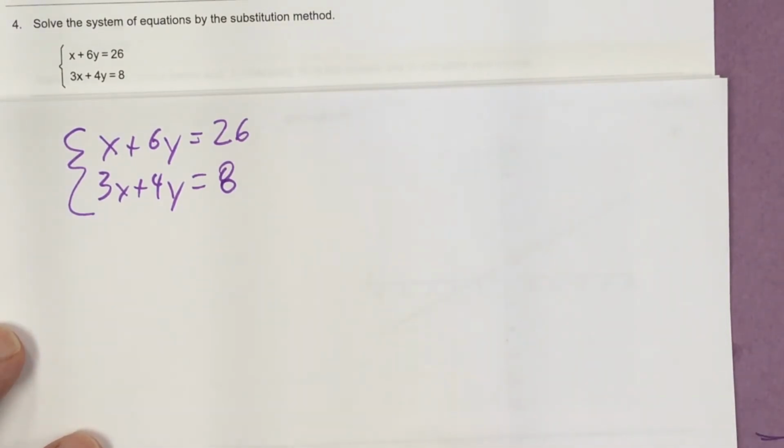And usually, not always, but usually, one equation is going to be easier to manipulate than the other. And I'm wondering what you think will be the equation we're going to choose to try to get a variable by itself. You want to pause the video and see if you can figure this out? Go ahead.